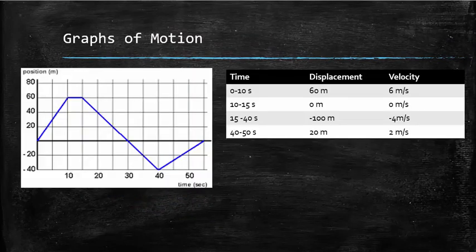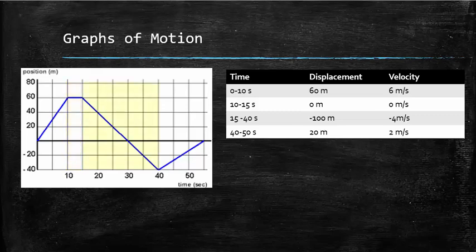And you can tell what something's doing based on its graph of motion. And so here we have a position time graph of some object, it doesn't matter what it is, and for the first 10 seconds, the object moved forward 60 meters, and I used the slope and found that it had a constant velocity of 6 meters per second. And then for 5 seconds, it's sitting still. Didn't move anywhere, has no velocity.